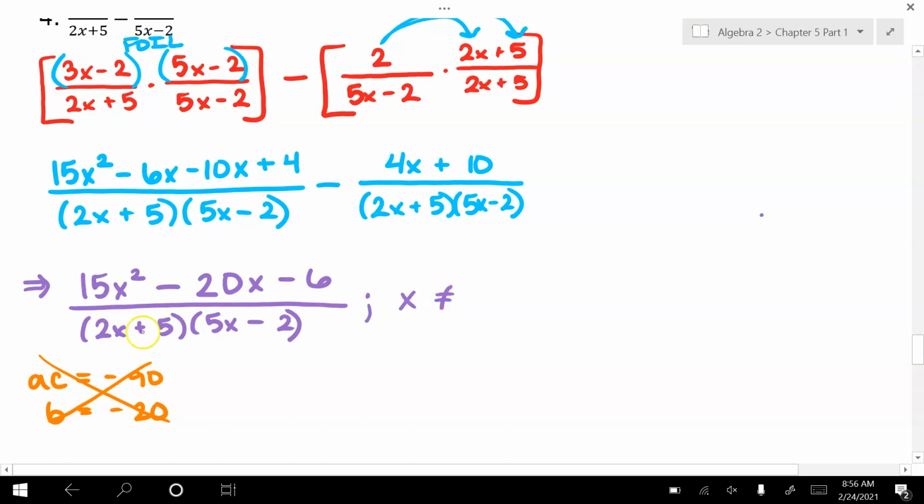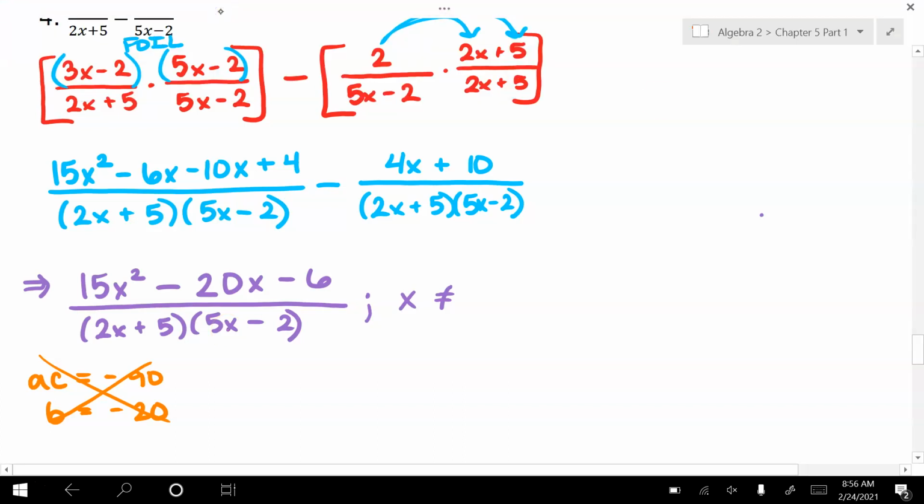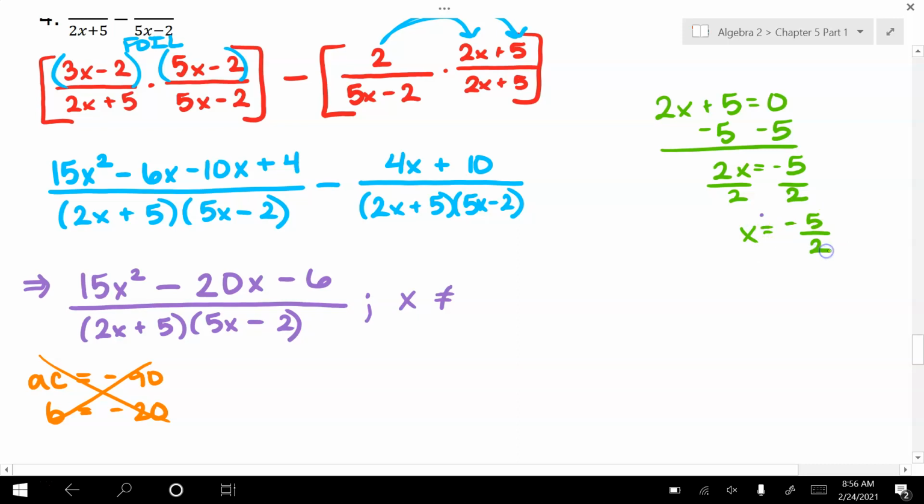So you have to set both of those pieces in the denominator equal to 0. Now, if you can't do that mentally in your head, then I would just work it out on the side somewhere. So we have this 2x plus 5. We're setting that equal to 0. So I would subtract 5. So I have 2x equals negative 5, and then divide by 2. So one of them is going to be negative 5 over 2.